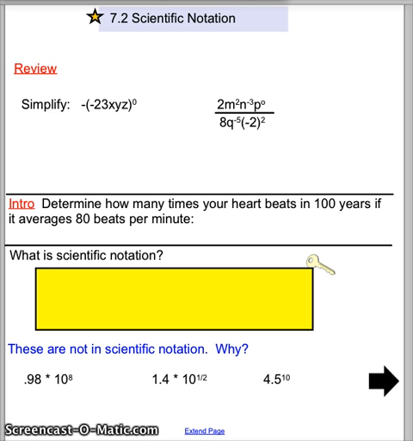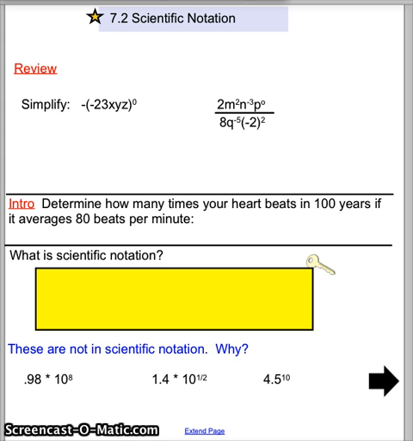Again, a quick reminder, please make sure you have your packet in front of you, something to write with, and your calculator in front of you. So to begin this lesson, we're going to be talking about scientific notation. We're going to do a really quick review of what we did in lesson 7.1, where we were just dealing with exponents.